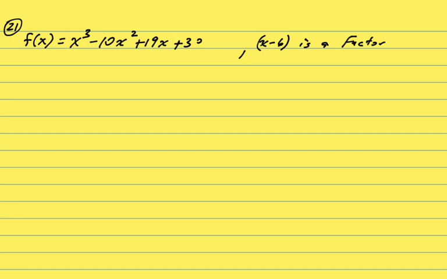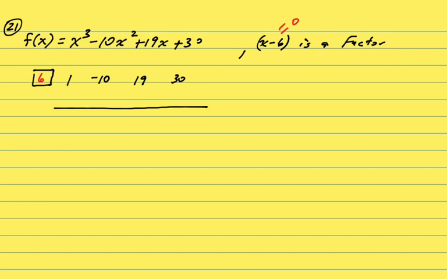Okay, how about number 21? They give us a factor. Could we find the others? Let's see. Are all my powers represented? Yes. So I bring down my coefficients. 1, negative 10, 19, and 30. Leave a space, draw a line, make a box. The number that goes in the box is what makes this 0, which is 6.